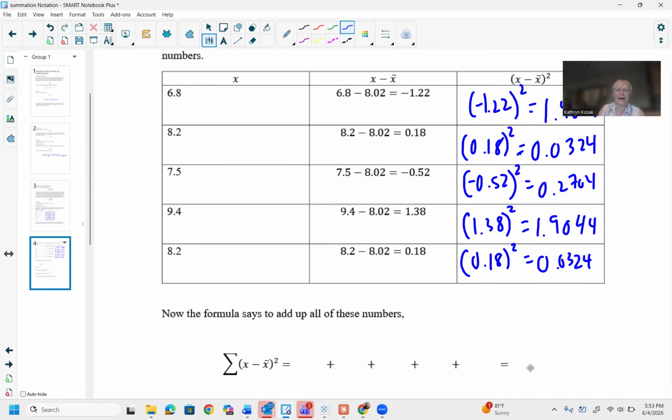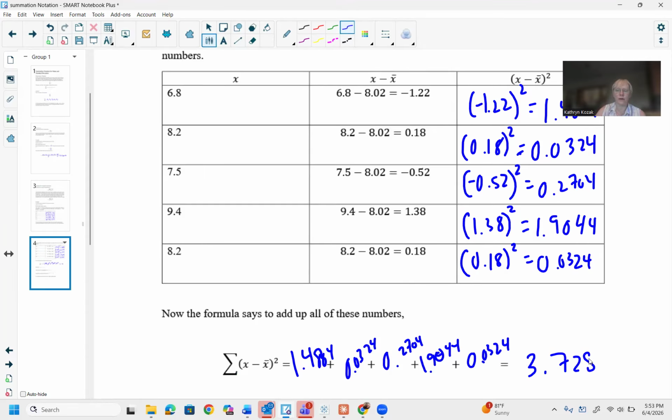Now the formula says add up all these numbers. So we're going to take 1.4884 plus 0.0324 plus 0.2704 plus 1.9044 plus 0.0324. Add them all together, because that's what the formula says to do next, the summation of (x minus x bar) quantity squared. Add all those numbers together, and that gives me 3.728.